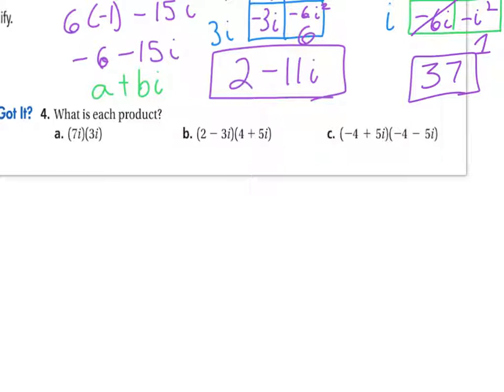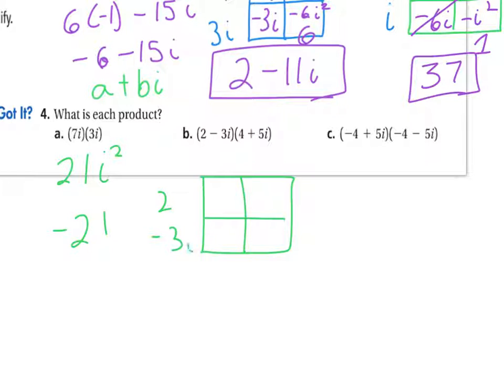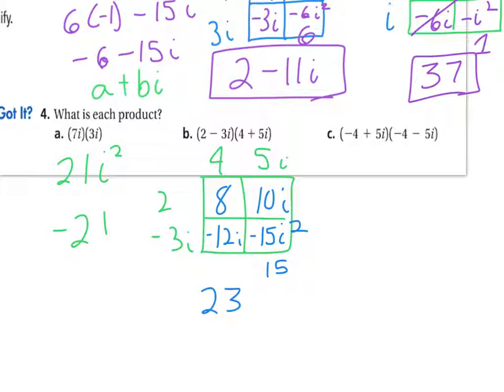So for A, we get 21i squared, which, i squared being negative 1, would be negative 21. I'd recommend a 2 by 2 box here. So 2 minus 3i, 4 plus 5i. Notice how a lot of these complex numbers are binomials, which I suppose increases the value of foiling, but again, still for me, I'll take my box over foiling any day. So this is really a positive 15 then. So 8 and 15, that gives us 23, minus 12i plus 10i, so minus 2i.